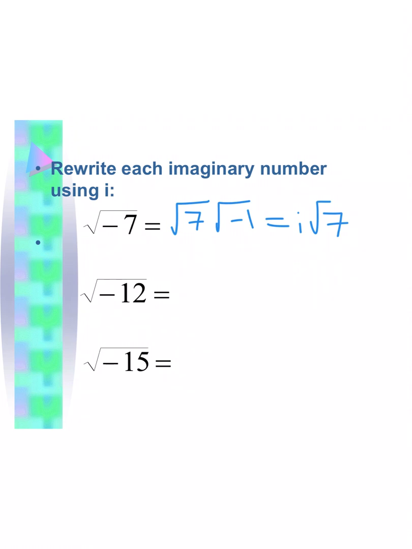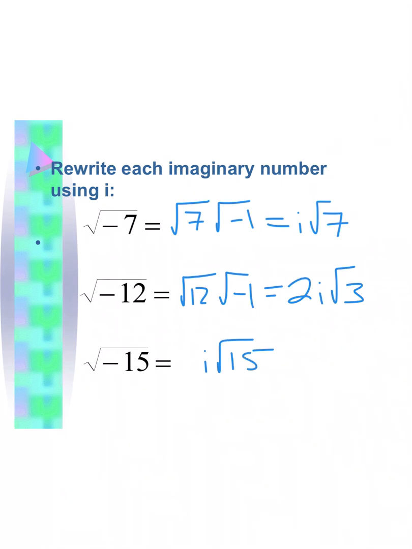For our next example, we'll do the same process. So I have the square root of 12 and the square root of -1. Again, we know radical -1 is going to be i. And I can simplify radical 12 to be 2 root 3. So this whole thing will be 2i root 3. And then for my last example, again, the negative sign is going to become i. I can't simplify radical 15, so I'm just going to have i radical 15 as my final answer.